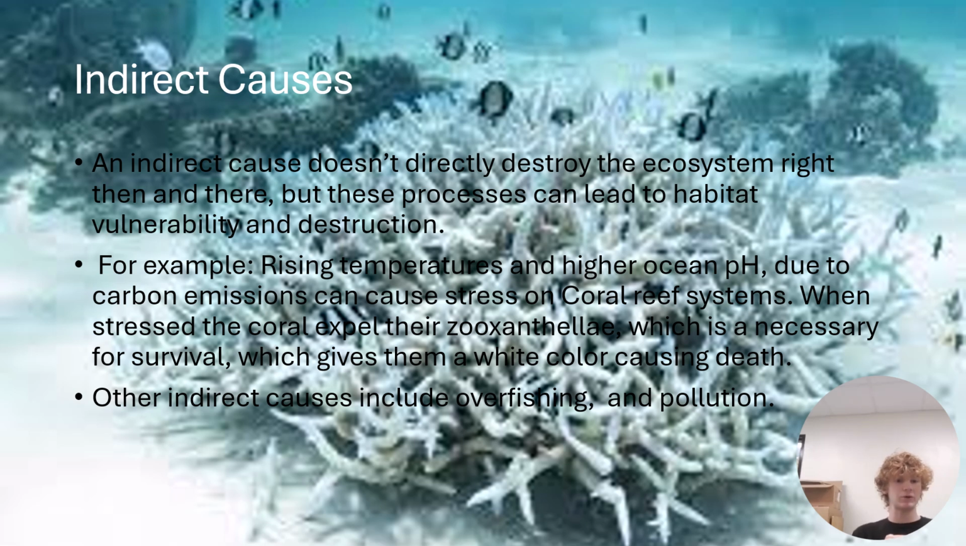So, for example, carbon emissions. As more and more carbon gets pumped out into the atmosphere, temperatures will rise. The ocean's pH will also lower, so it's going to be more acidic. And this will cause stress on the coral reefs. When the coral are stressed, they expel zooxanthellae, which is a phytoplankton that's vital for their survival. That will eventually lead to a bleached look for the coral. They'll become white and then they'll die.